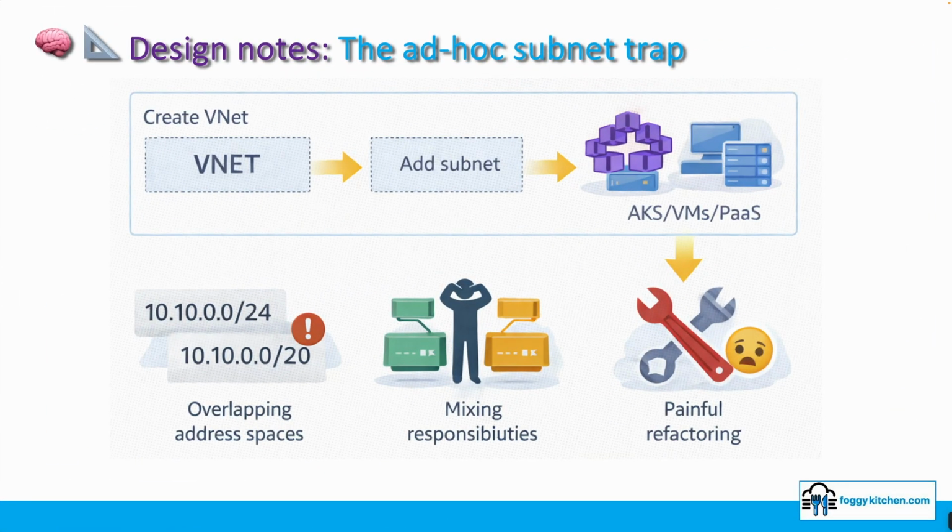This pattern usually starts innocently. We create a VNet, we add a subnet for now, and we deploy the first workload: AKS, a VM, or some PaaS services. At this point, everything works. The problem appears later, when the real constraints arrive. New subnets get added reactively, address spaces start overlapping, completely different responsibilities end up mixed inside the same subnet, and once private endpoints, private APIs, or stricter security requirements appear, the network becomes extremely hard to change. This is the ad hoc subnet trap. It's not caused by bad Terraform code, it's caused by the absence of architectural intent at the network level.